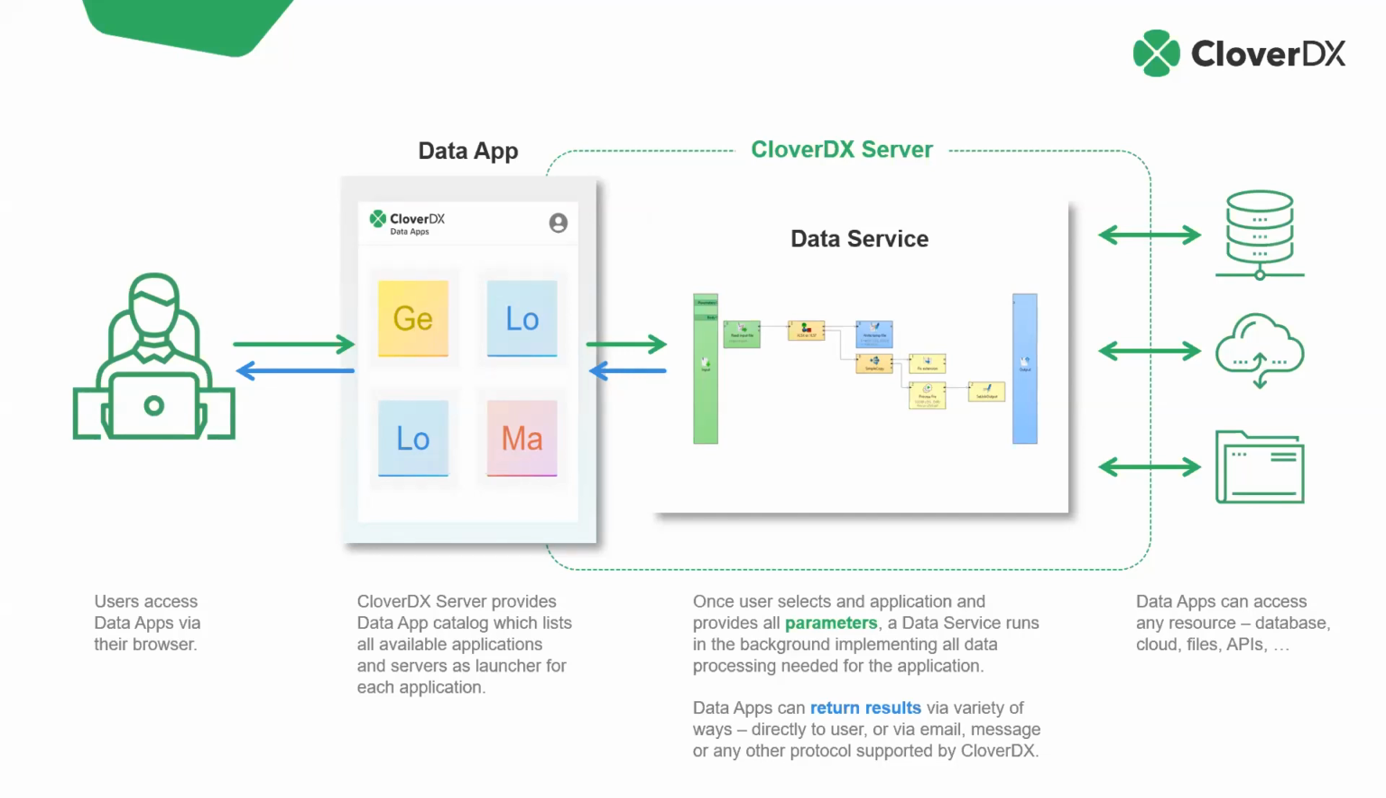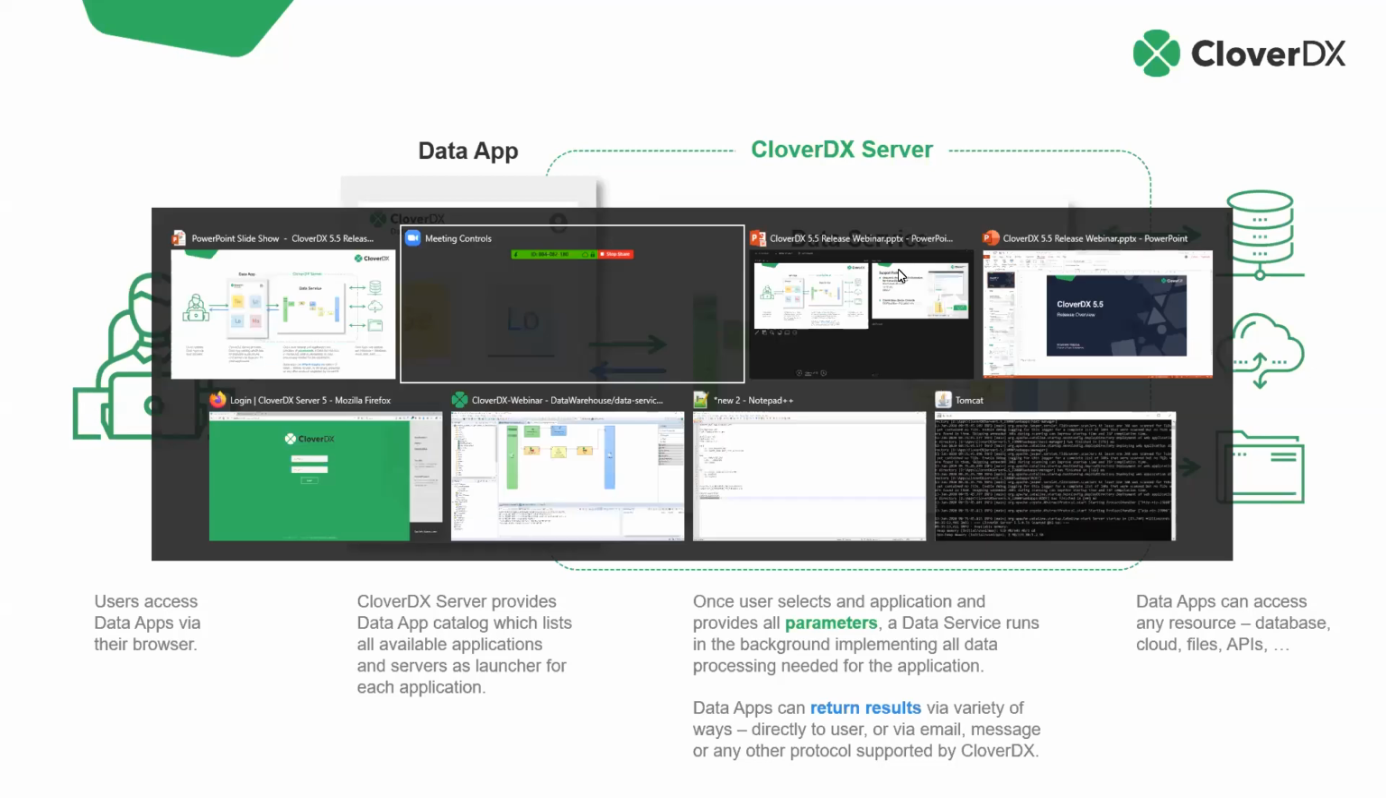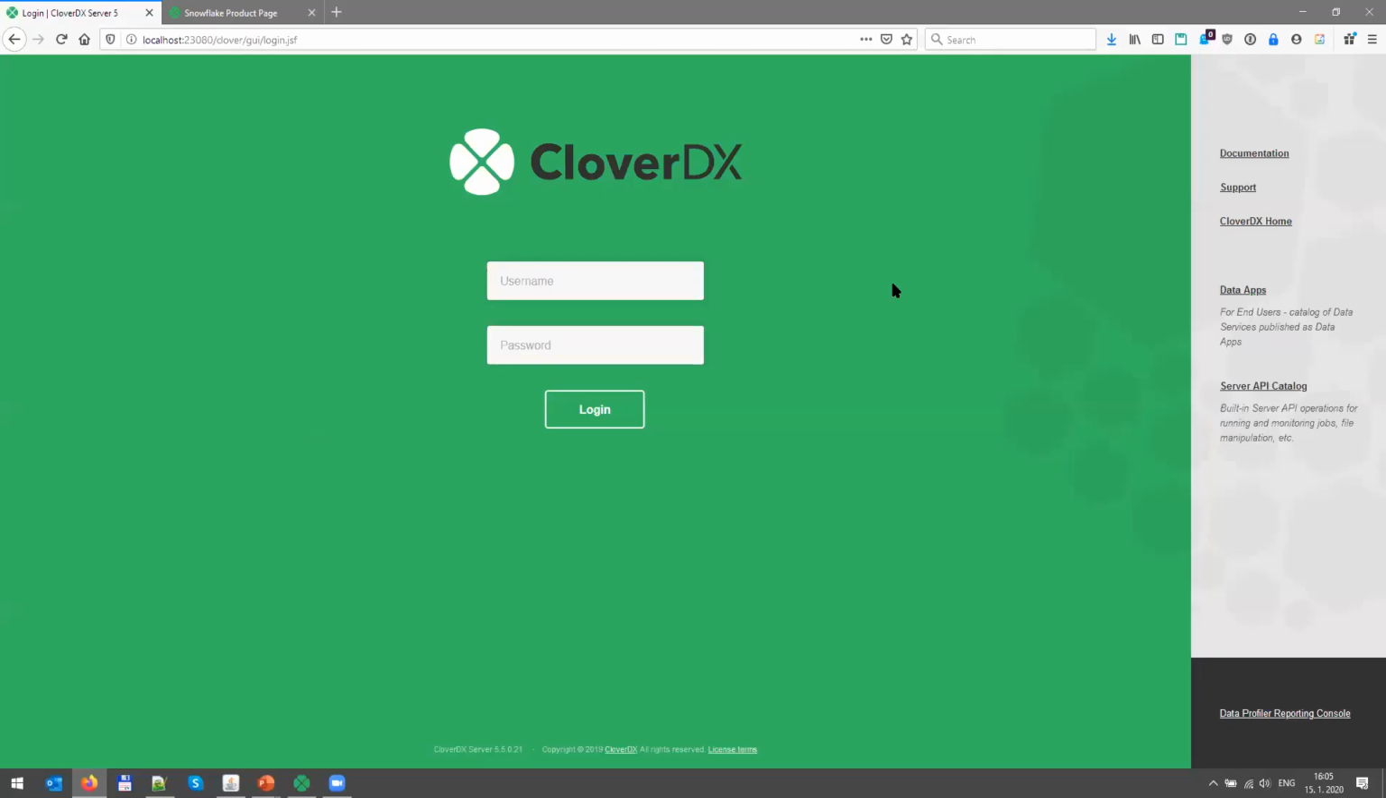Let's have a look at the feature itself, how it works. I'll start with the server. So the easiest way of accessing data apps is simply from the login screen of the CloverDX console.